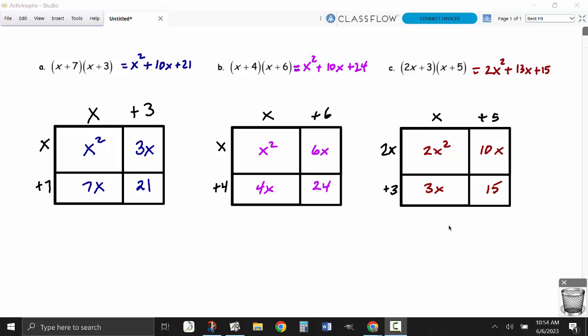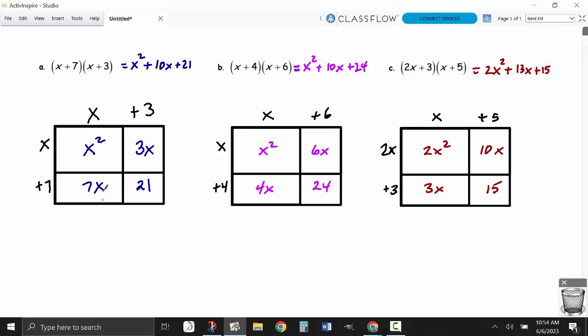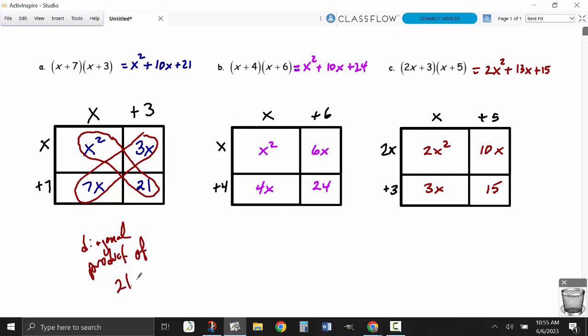But there's a bigger pattern that happens. It's a pattern that I didn't notice for a long time. And it has something to do with the diagonals of each of these multiplications. For example, if you were to take x squared times 21, and you were to take 3x times 7x, they would both get a diagonal product of 21x squared. Sorry for the messy writing.